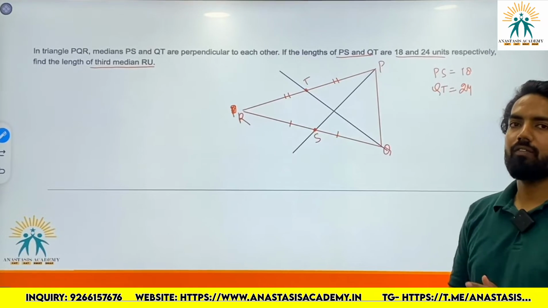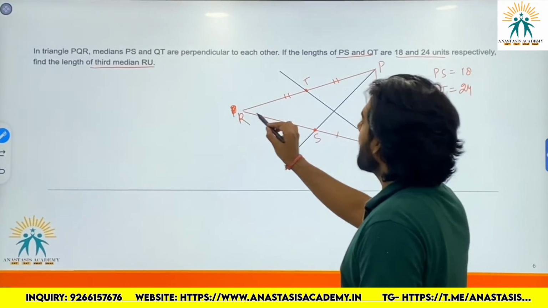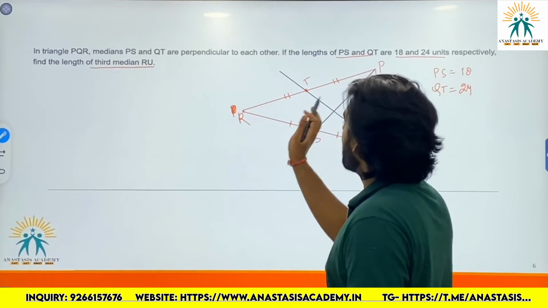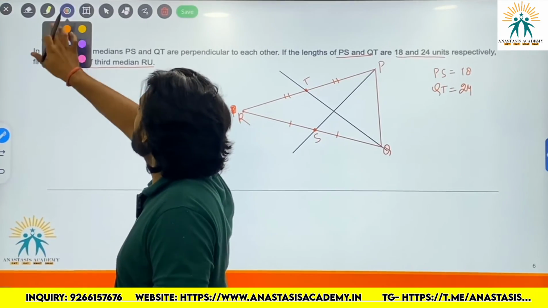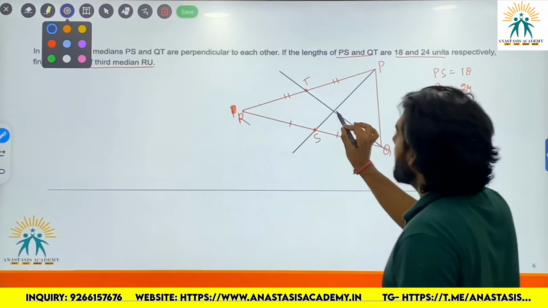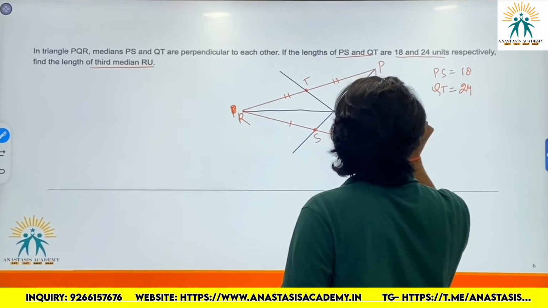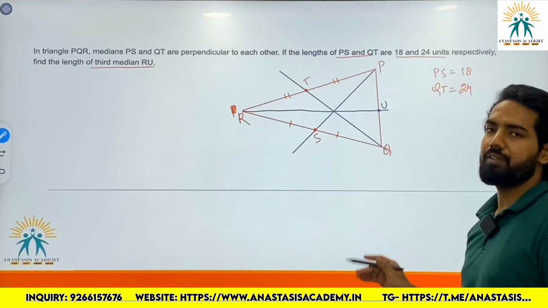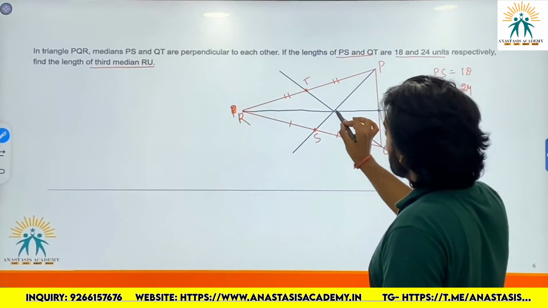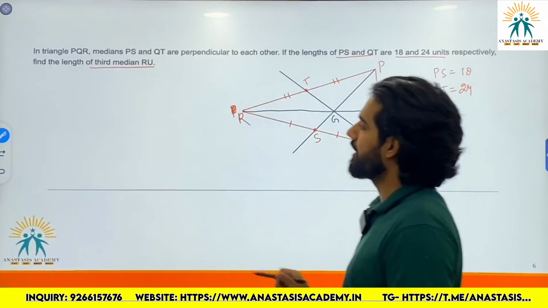I know the point of intersection of medians is known as centroid. So I know that the median RU will pass through this point only. Median RU would pass through this point. This is the centroid. This is point U. So this RU would be the third median and it will pass through this point. I am calling it G, the centroid of this triangle.